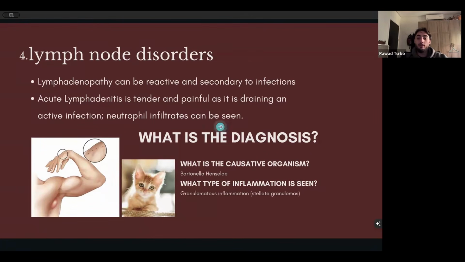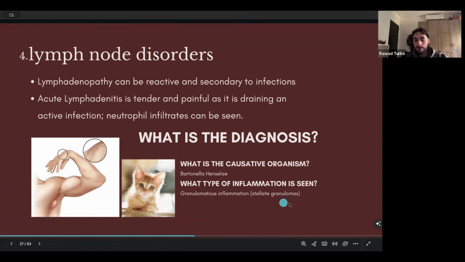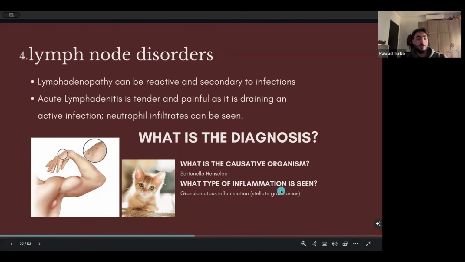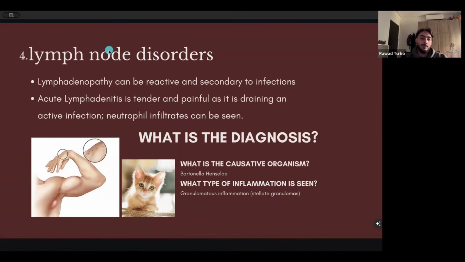What type of inflammation is seen inside of these lymph nodes? Okay, so the answer is granulomatous inflammation. So you're going to see granulomas, which are multinucleated giant cells. And the buzzword that I want you to know is stellate granuloma. So stellate granuloma, you can pretty much point quickly to cat scratch fever when you see this on a question stem. The most common locations of the lymphadenopathy, you're going to see either cervical or axillary lymphadenopathy.